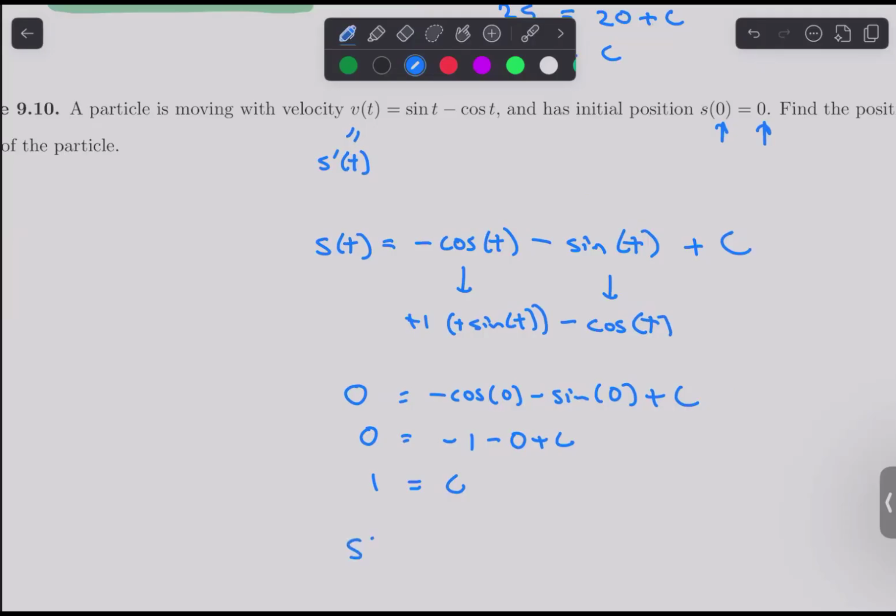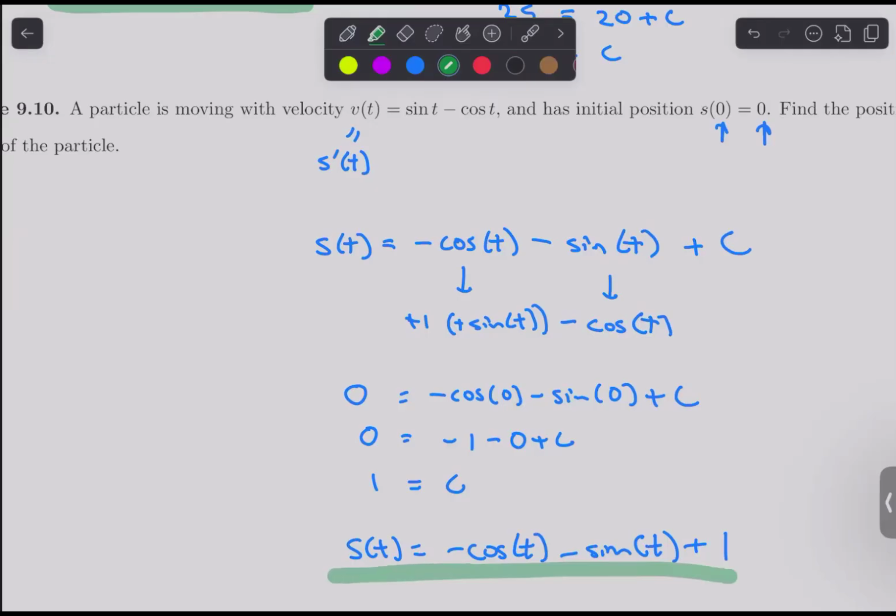So my final answer after all is said and done, we have negative cosine minus sine plus 1. And you can double check when you plug in 0 into this, you do get out 0. And if you take the derivative of this, you get back to that velocity function that we were given at the beginning. So this right here would be my final answer.